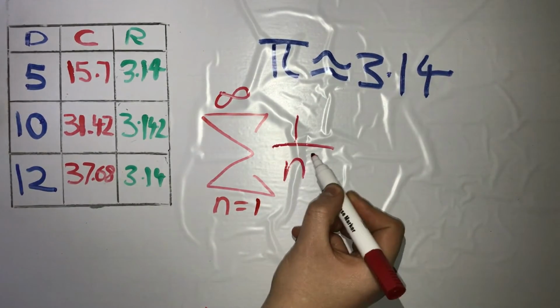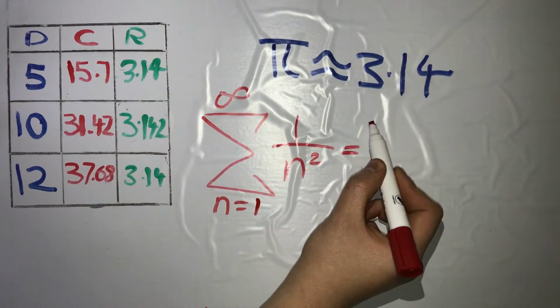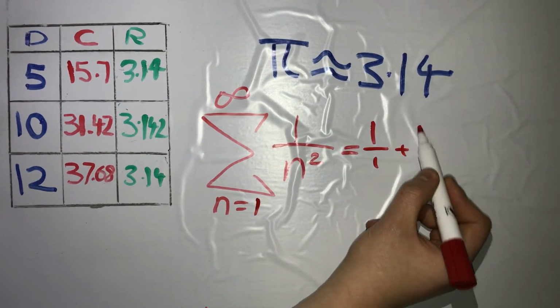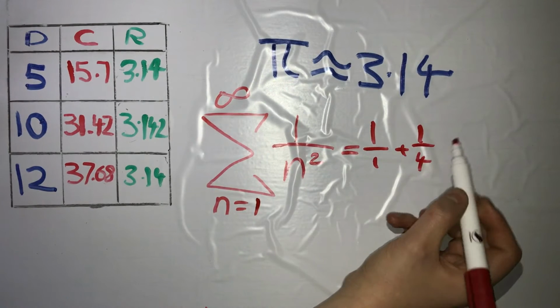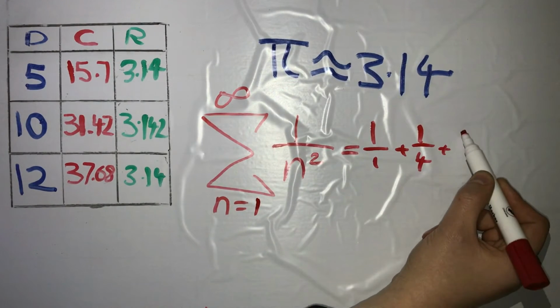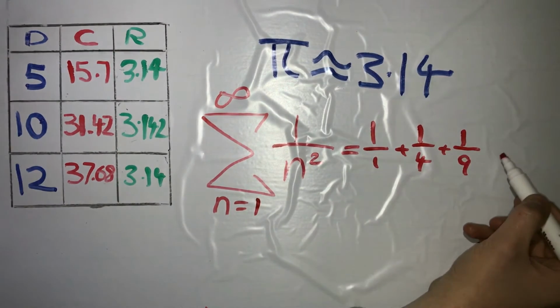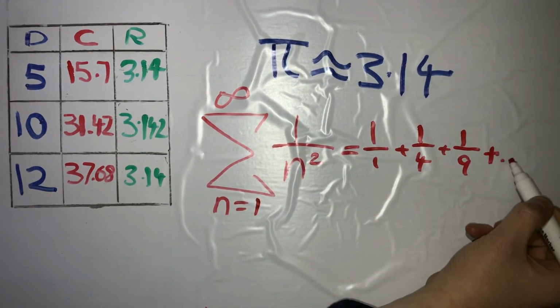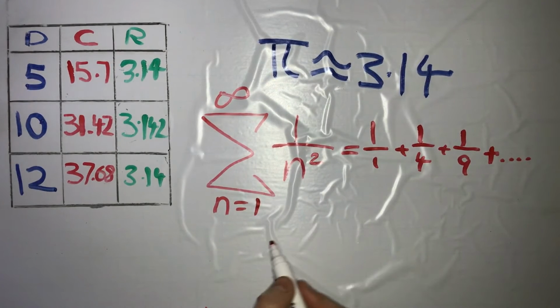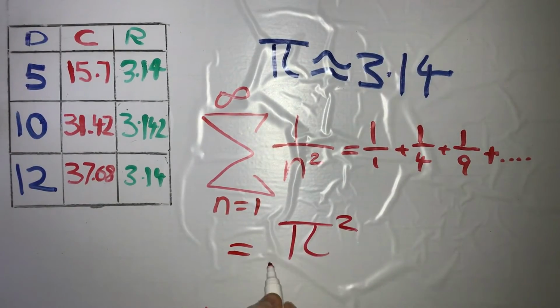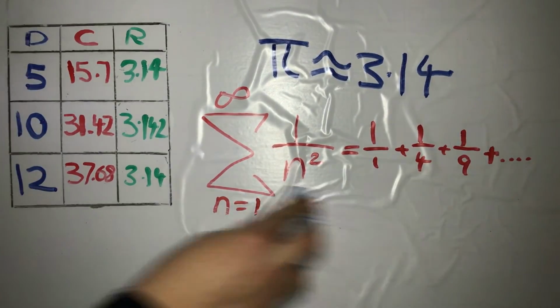What this means is you take 1 over 1 squared, which is equal to 1 divided by 1, add 1 over 2 squared, which is equal to 1 divided by 4, add 1 over 3 squared, which is equal to 1 divided by 9, and continue this on towards infinity. This actually is equal to pi squared over 6. What we can now do is use this amazing ratio called pi with some incredible maths.